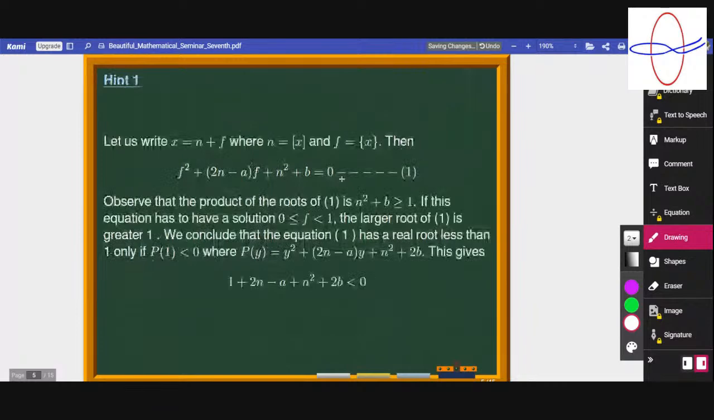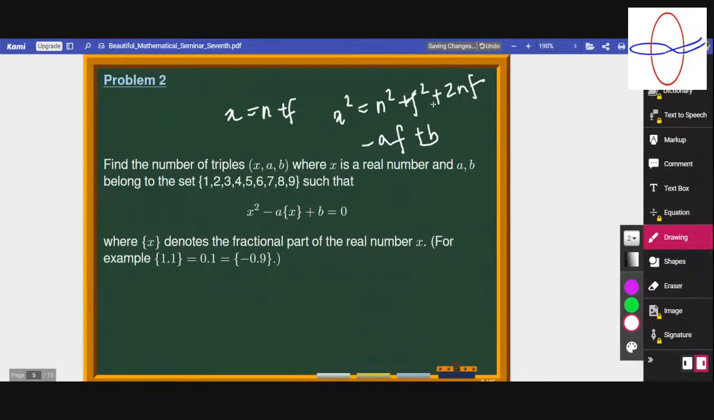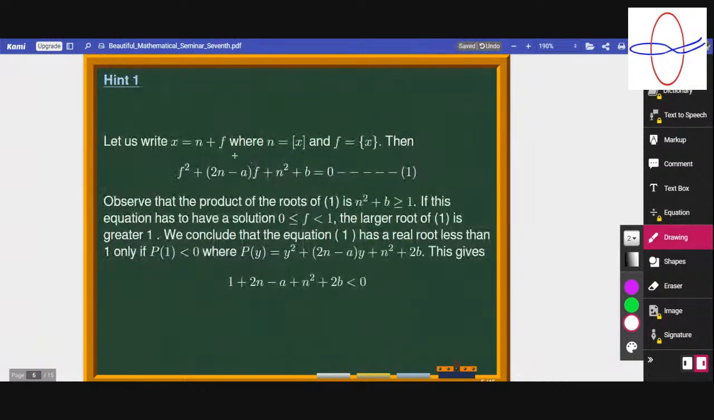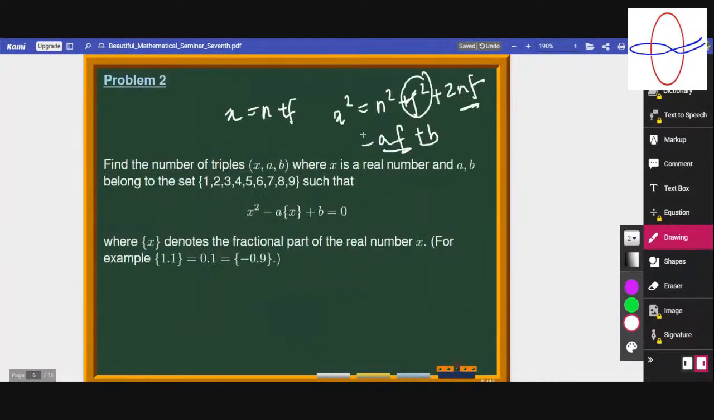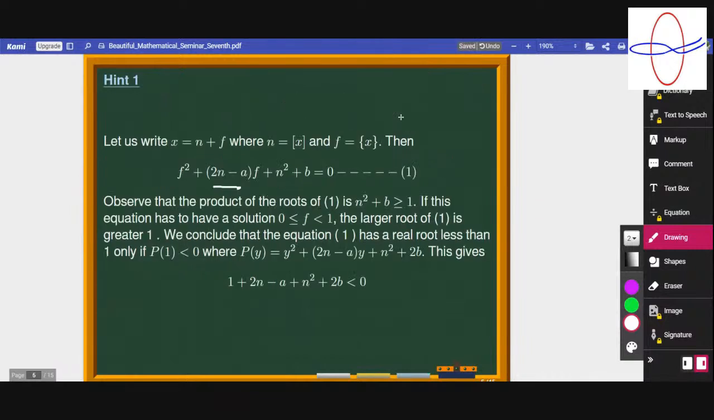So what do you get over here? We get this, right? F square, you take the f over here, 2n minus a, you get this, and the n square plus b over here, okay? That's the part equal to 0. All of you got this, guys? Srishti, did you get it?